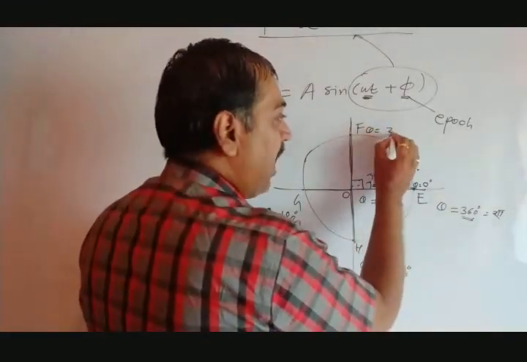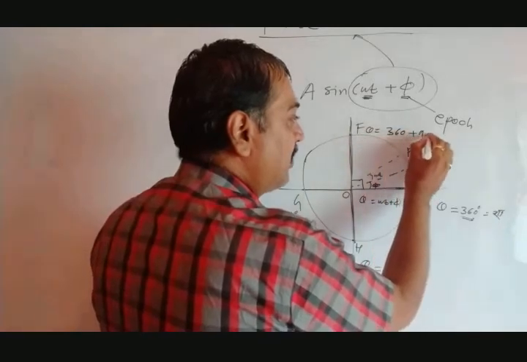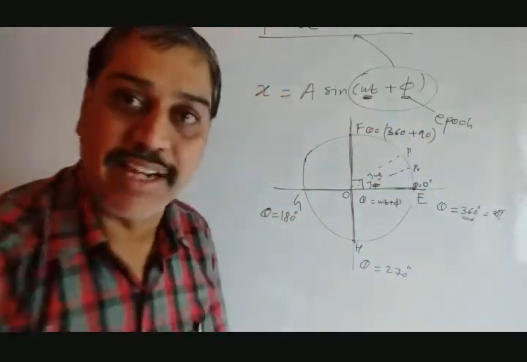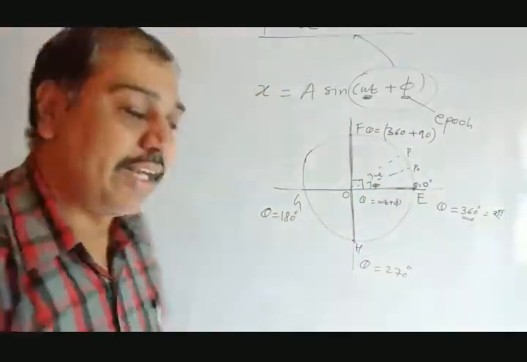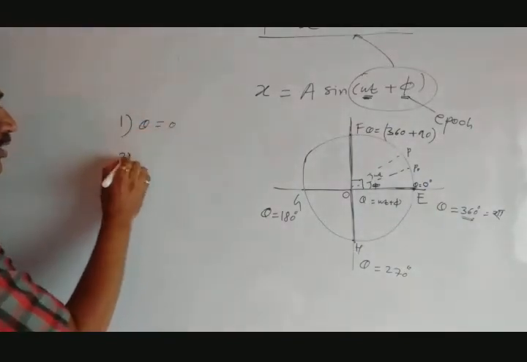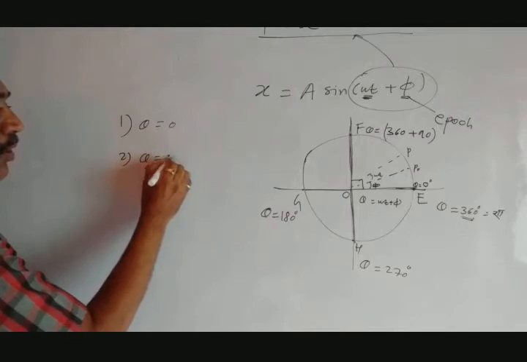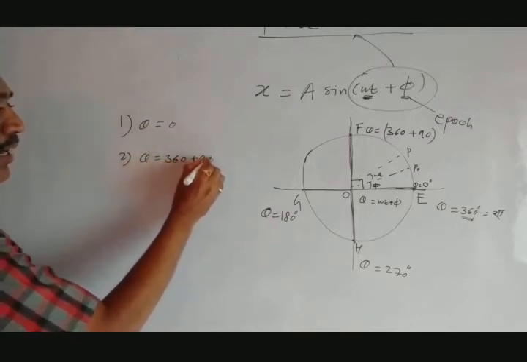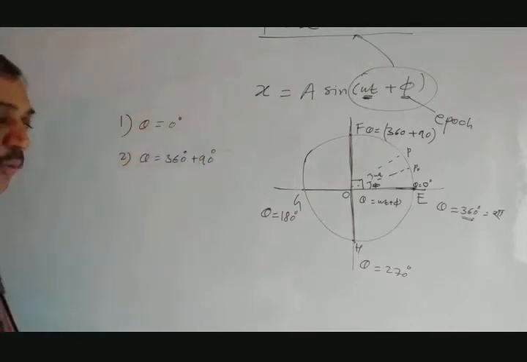It can be written as 360 plus 90. So we can write the cases. The first, theta equals 0. Second, theta equals 360 plus 90 degrees. All these I have written only in degrees.